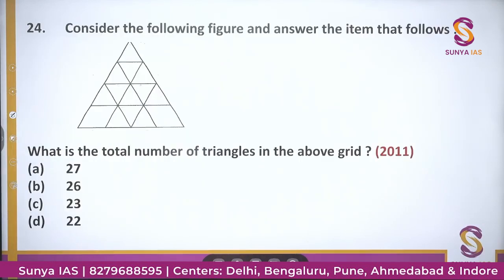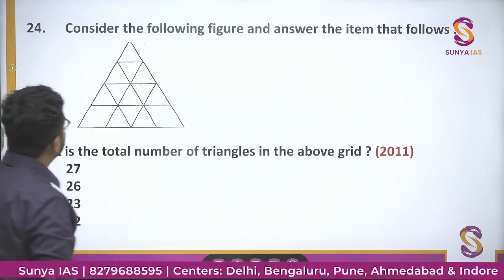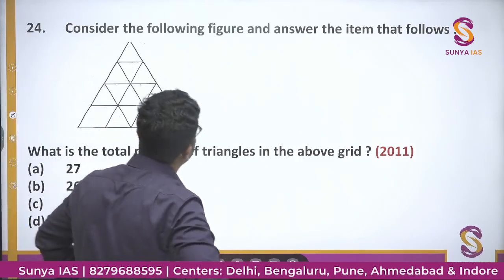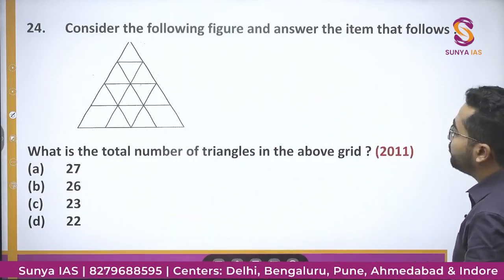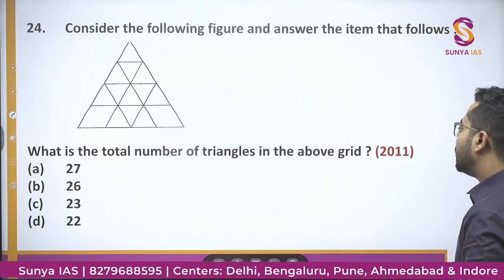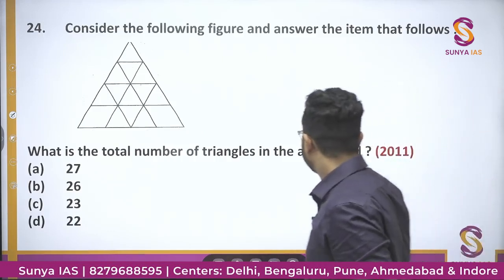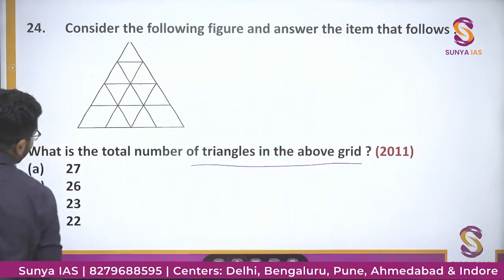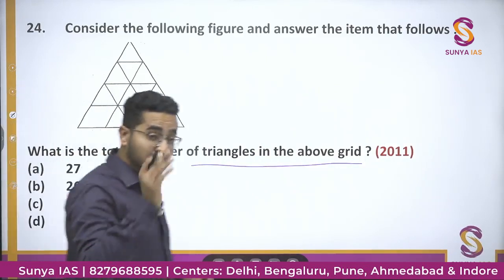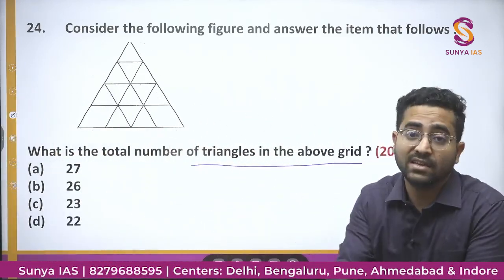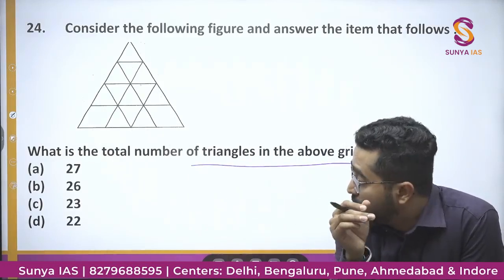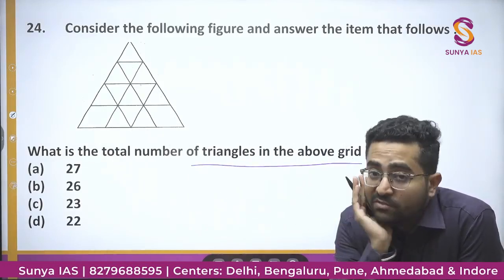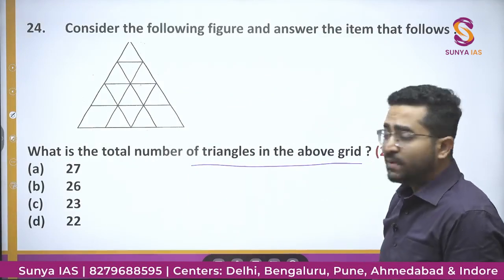Now if I see this question number 24, so this question is, consider the following figure and answer the item that follow. What is the total number of triangles in the above grid? Again, same kind of question. Number of triangles गिनना, ये जिसमें गिनना होता है ना, that is a very confusing task. कई बार आप miss कर जाते हो, कई बार आप double add कर जाते हो. So that means you have to be very vigilant. So I have told you the systematic approach.